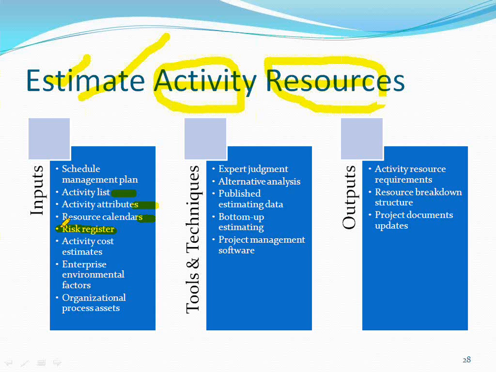Published estimation data means for certain activities, you have some published data which is available on some website or with some organization or in some books. They'll give how much time it will take. For example, you have not done testing of SAP software earlier. First time you are doing. How much time does testing of SAP software typically take? How do you know? You are doing it for the first time. So somewhere you will go and Google. Somewhere they will publish this type of data, like your Gartners, Foresters.